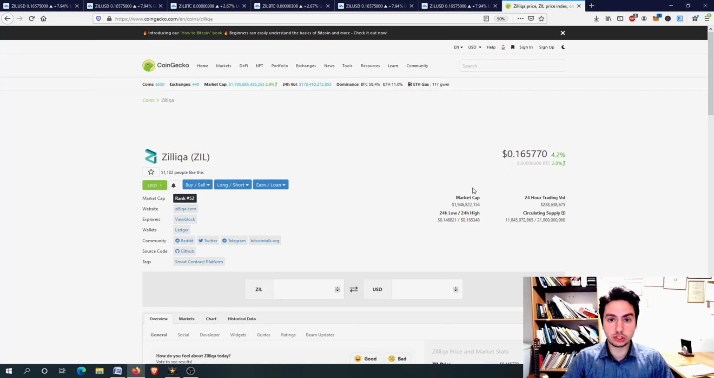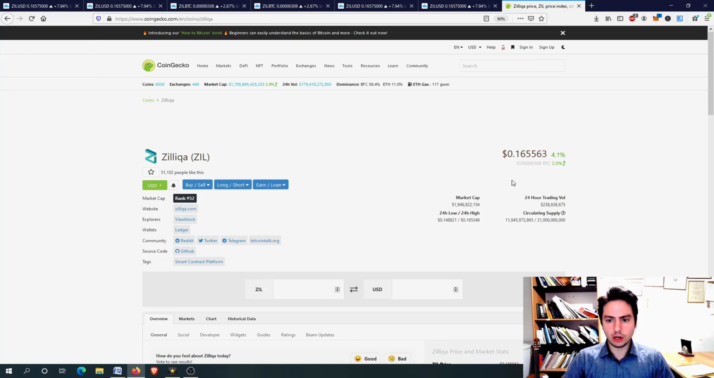We always have to consider the market cap, which is 2 billion. And I think 2 billion is, of course, still low for ZIL. If you multiply the circulating supply, which sits at almost 12 billion, with the price, then you get the market cap, which sits at 2 billion. And I think this has huge potential to grow.